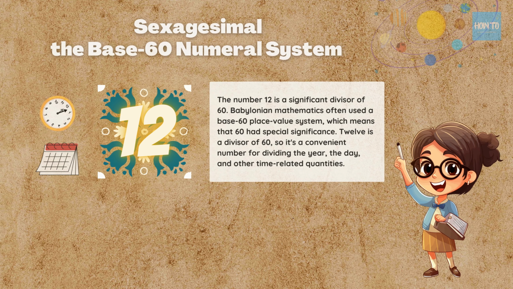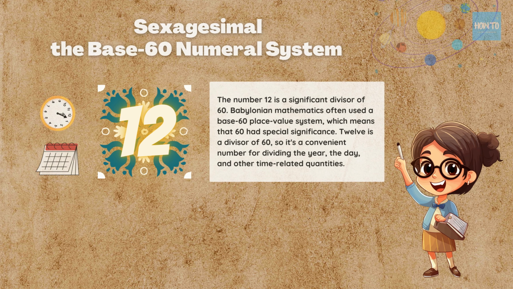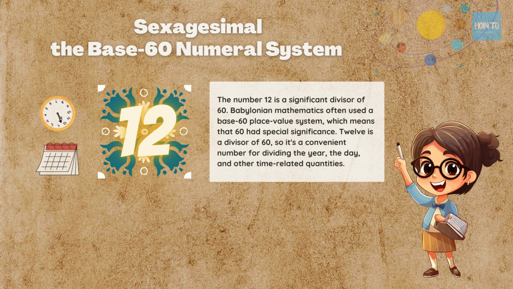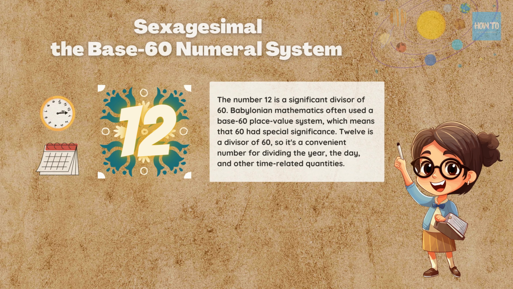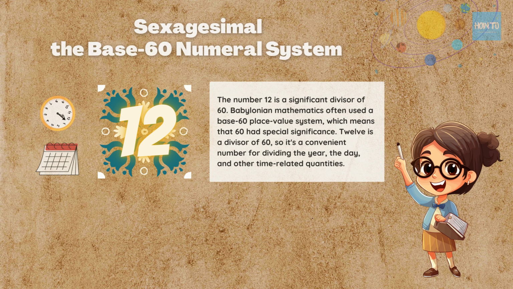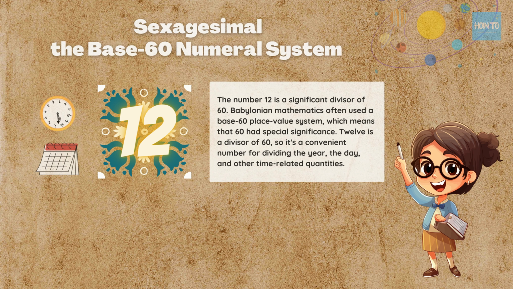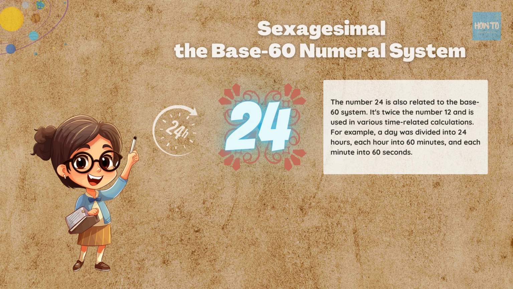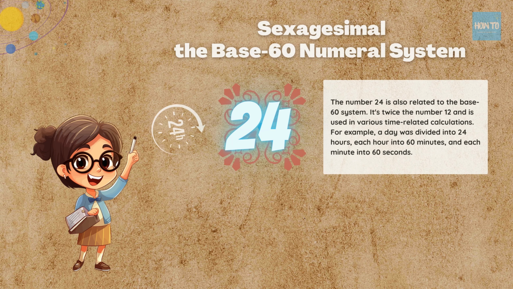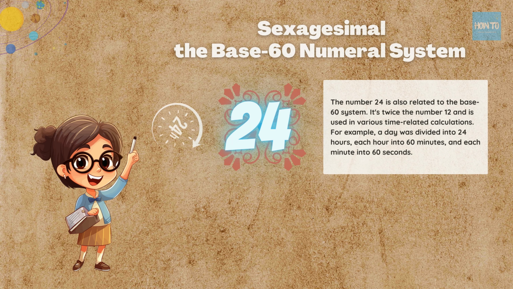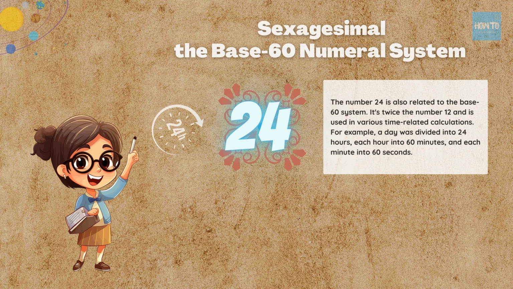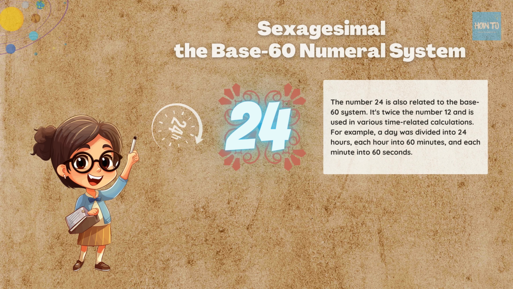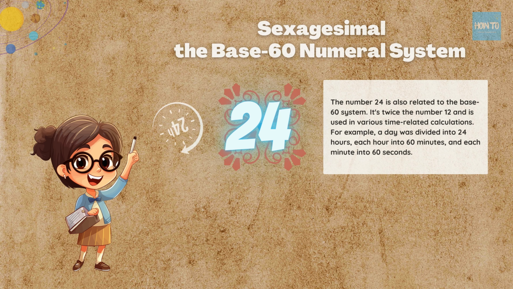12. The number 12 is a significant divisor of 60. Babylonian mathematics often used a base 60 place value system, which means that 60 had special significance. 12 is a divisor of 60, so it's a convenient number for dividing the year, the day, and other time-related quantities. 24. The number 24 is also related to the base 60 system. It's twice the number 12 and is used in various time-related calculations. For example, a day was divided into 24 hours, each hour into 60 minutes, and each minute into 60 seconds.